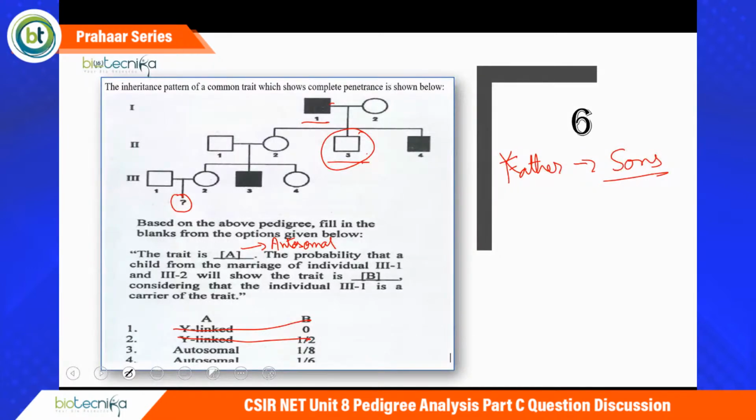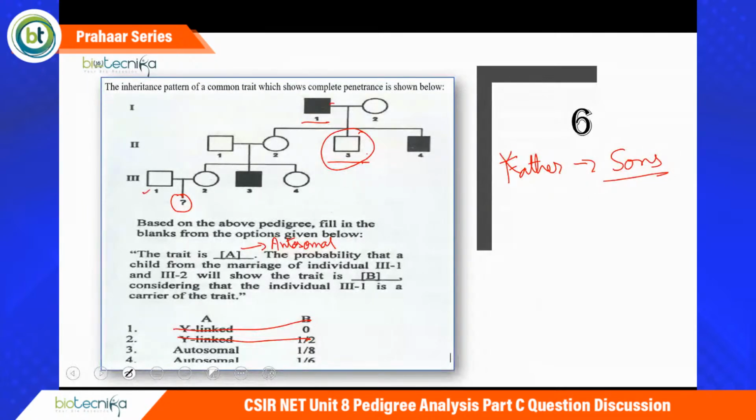Now, the second part: the probability that a child from the marriage of individual 3-1 and 3-2 will show the trait is B, considering that individual 3-1 is a carrier. All right. So in this situation, we have to find out the probability. Okay. So what do we have? It is already mentioned, right? That this person is carrier.